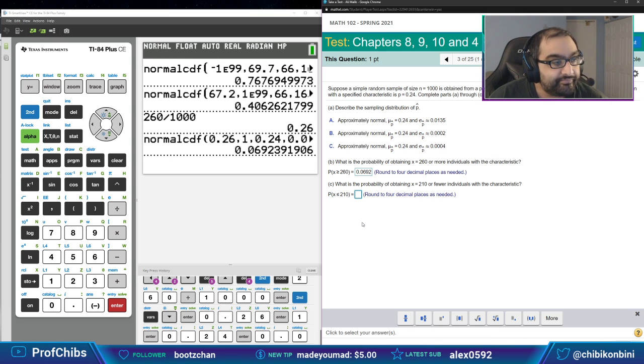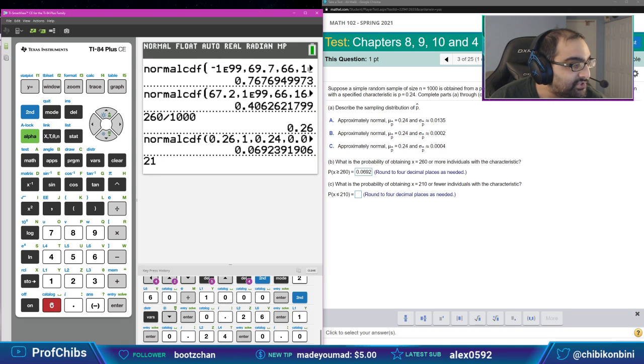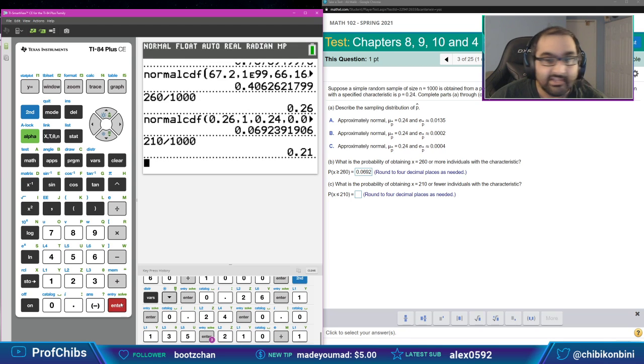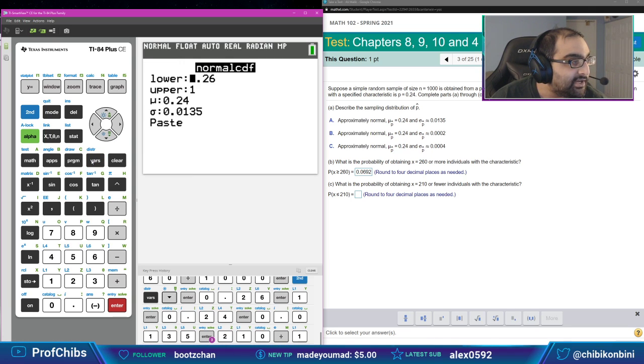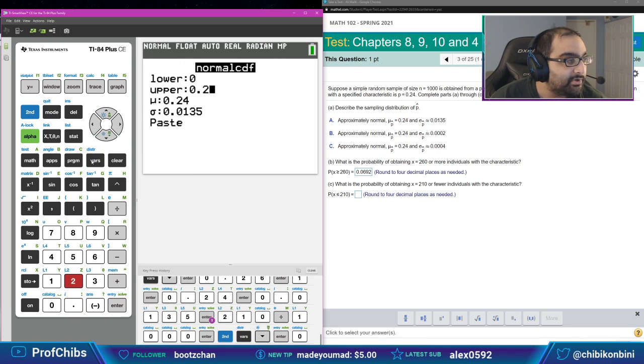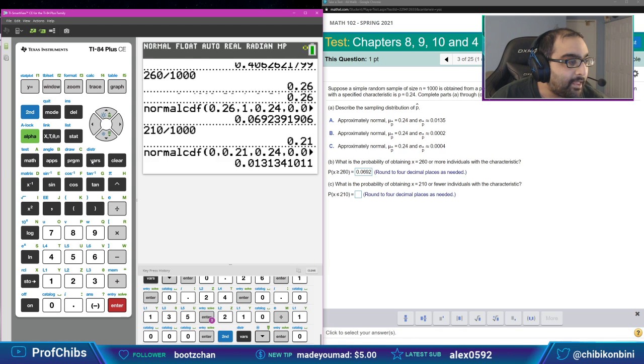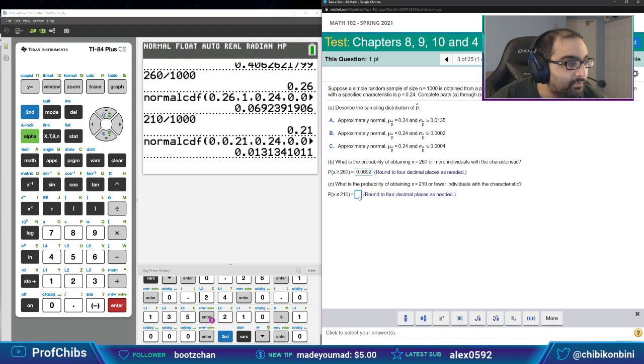And then for the next one, it says x is less than 210. Again, you could do 210 divided by 1,000, so that's less than 0.21. Here we're going to go normal CDF, lower is 0 up to 0.21. Again, 0 to 100%, that's all we care about, and we can keep the other two the same. Here we get 0.0131. Okay, and there we go, we got our answer for number 3.